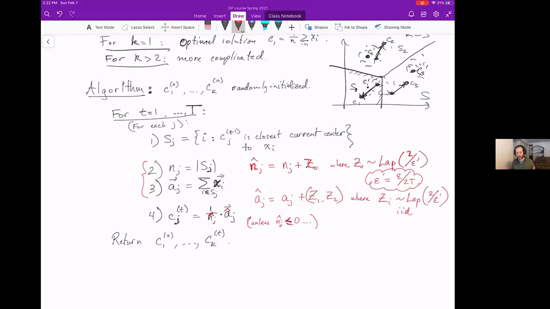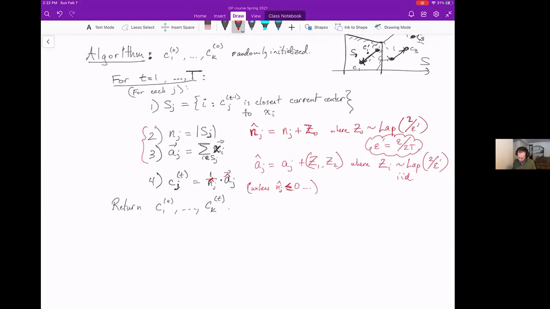Then again, you return the final set of cluster centers, or actually what tends to work better in practice is to return the average over the last few iterations of the algorithm, but we're not going to worry about that. So this is our algorithm. Again, we're adding noise at two intermediate points: we're adding noise to the counts of the number of points in each cluster, and we're adding noise to the sum. So why is this a reasonable thing to do?